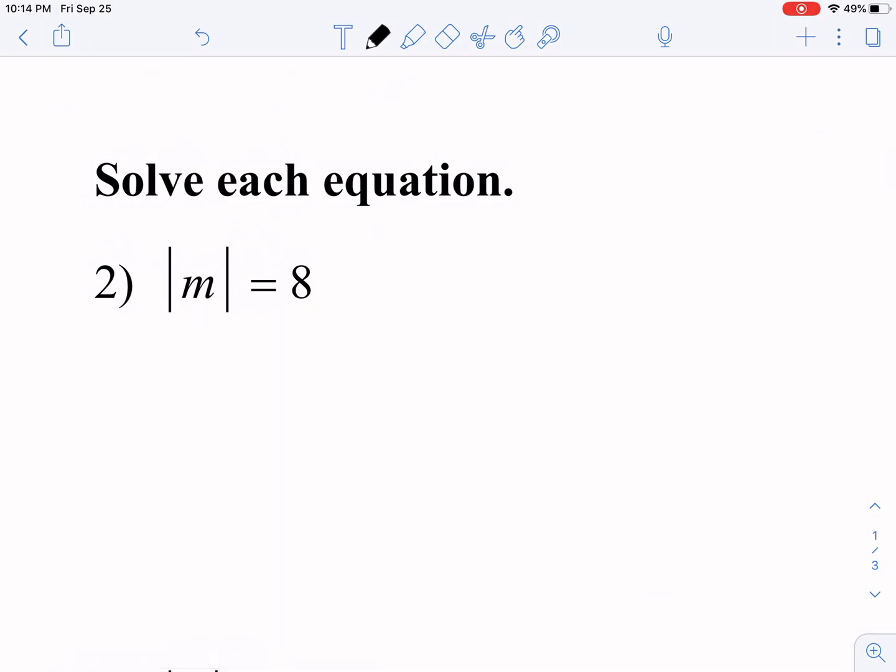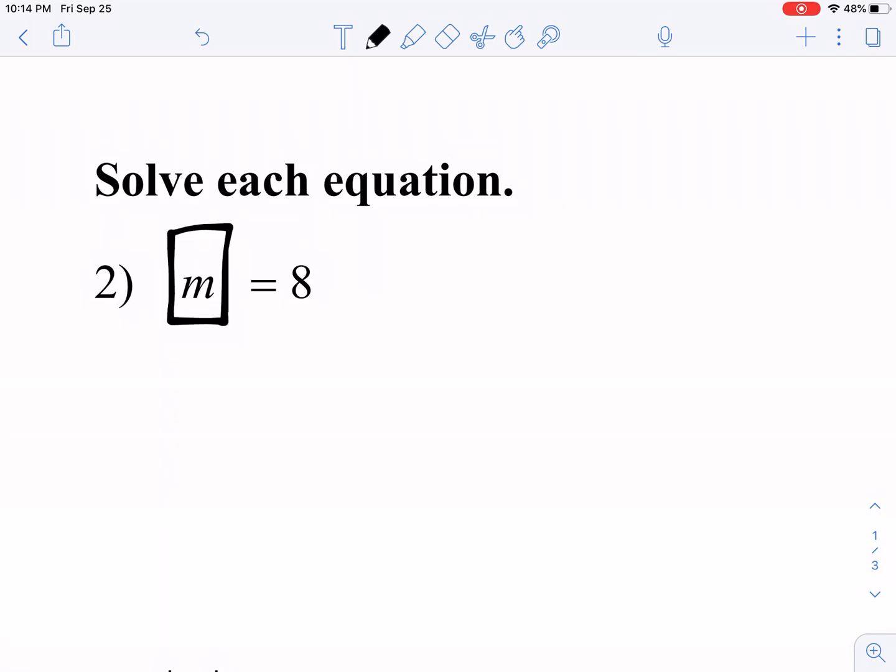Step number 1 is make sure that we get the absolute value by itself. Now, is this guy right here by itself? And what I mean is, is there any addition by 2? Is there any subtraction by 3 happening? Division here? Is there anything else happening around this guy? No, it's completely by itself on that side of the equation. So step number 1 here, is it by itself? Yes, it's by itself. We're good to go there.